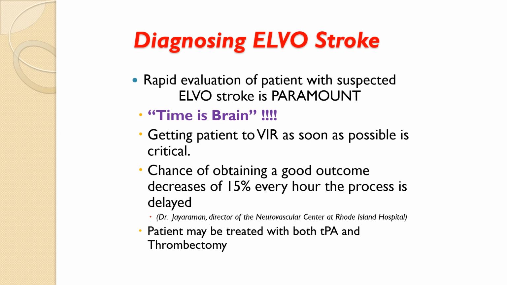So the chance of obtaining a good outcome decreases by 15% every hour the process is delayed. And that's directly from the director of the Neurovascular Center at Rhode Island Hospital, right? So this is current local practice. So remember, a patient may be treated with both TPA and a thrombectomy, that going to VIR, all right? So that's the current recommendation now. And these things change all the time. I don't know, in 6 months, they may have a new recommendation. So this is current latest practice.